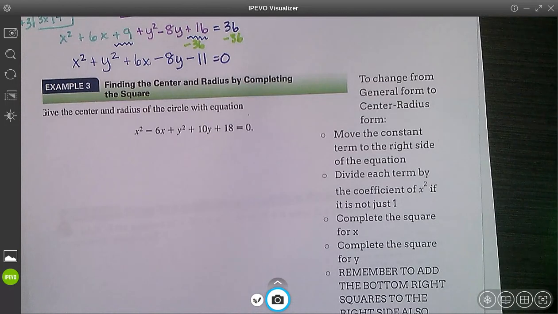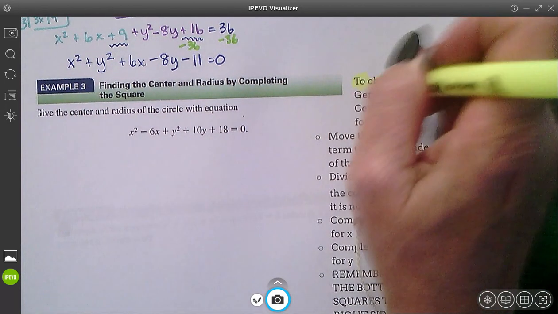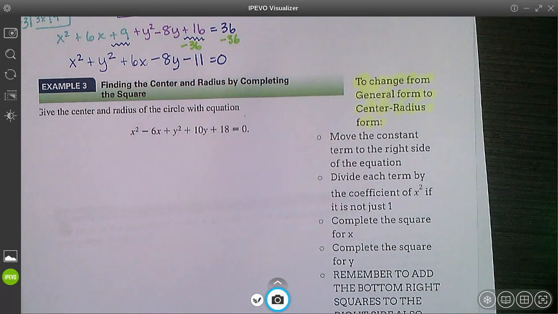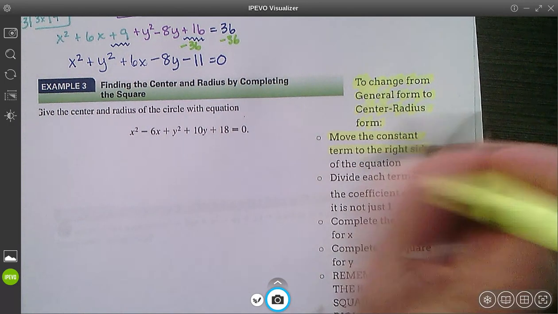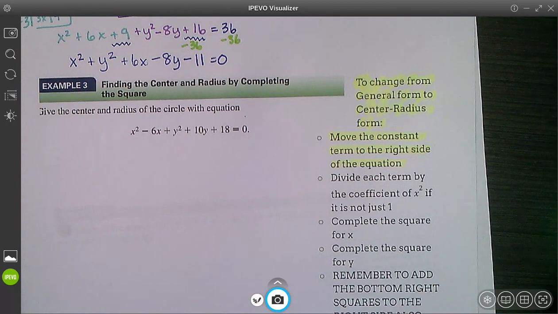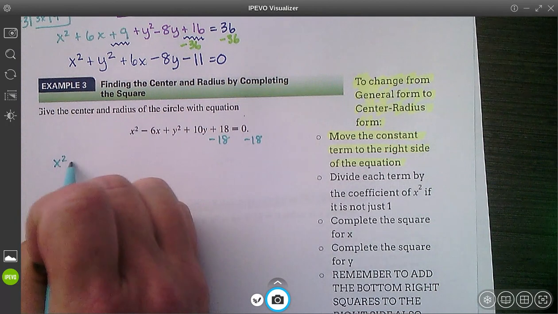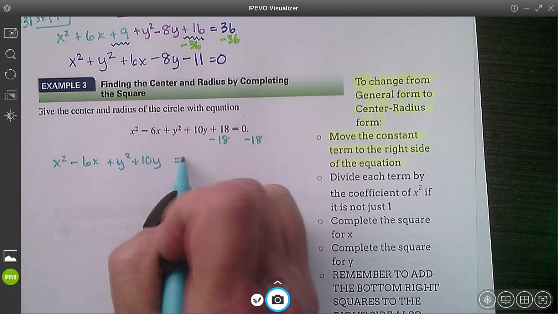Now, here's the opposite operation. If we are given general form, we can put it back into center radius form, but it's not that easy. So to change from general form back to center radius or standard form, here are our steps. The first thing we're going to do is move the constant term to the right side of the equation. Okay, so that's step number 1. Subtract 18 from both sides. So we get x squared minus 6x plus y squared plus 10y equals negative 18.